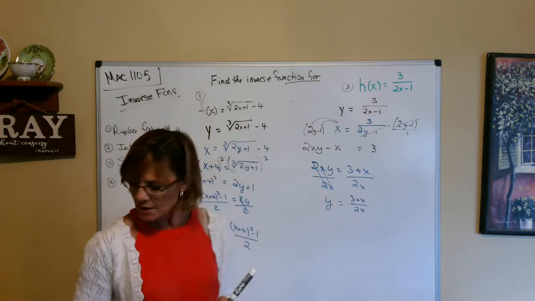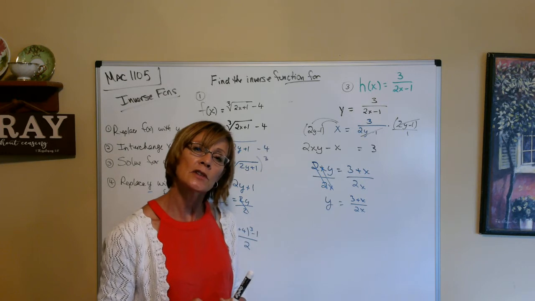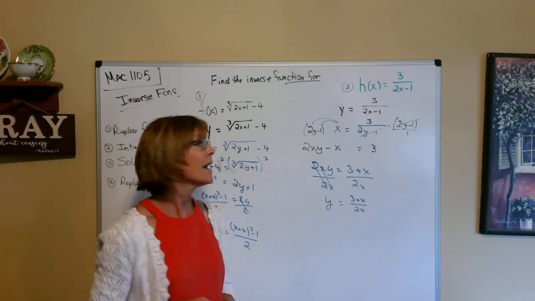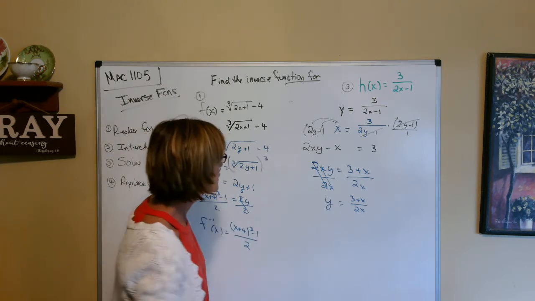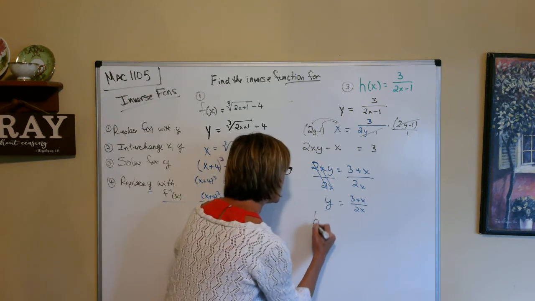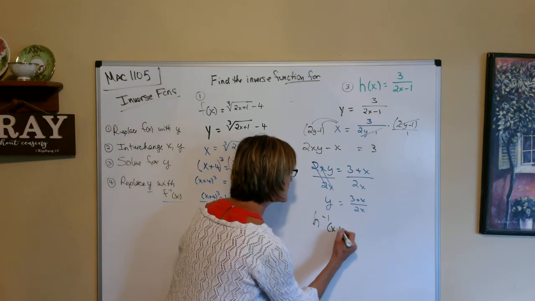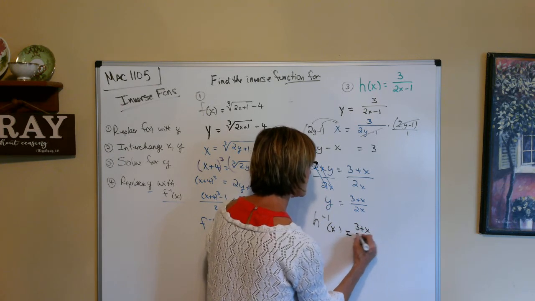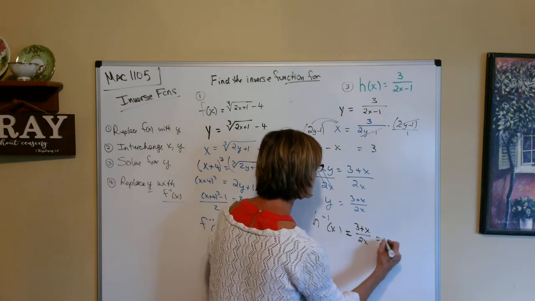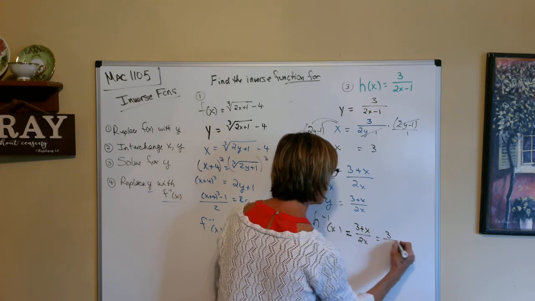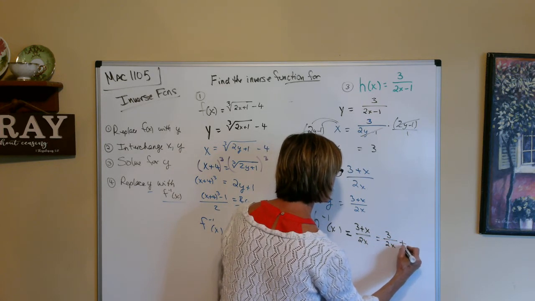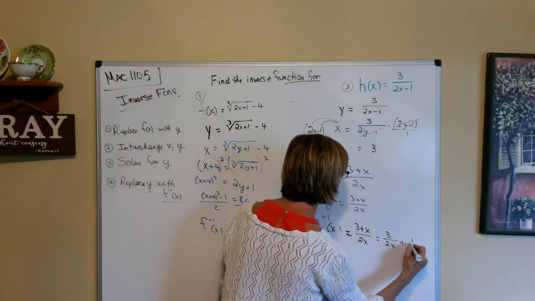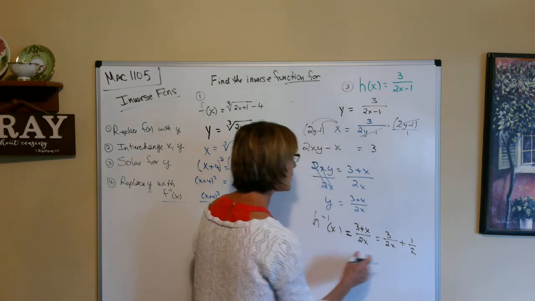And now the last step is to replace y with f inverse of x, but in this case it is h inverse of x. So we're going to say that h inverse of x is equal to 3 plus x over 2x. You could also write this as 3 over 2x plus x over 2x, or 1/2. Both of these are acceptable.